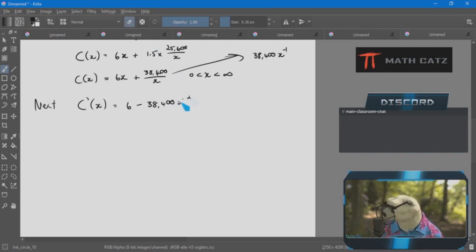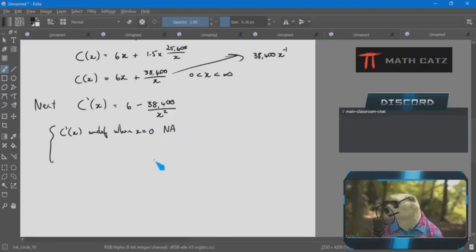Or you can streamline that right away and put it over x squared. Now here, I have two issues, and I need to check them. I'll do the undefined one first. It's undefined clearly when x is equal to 0. But equaling 0 is not a practical possibility for me, so I can ignore that moving on. And then I have the derivative equal to 0 option.